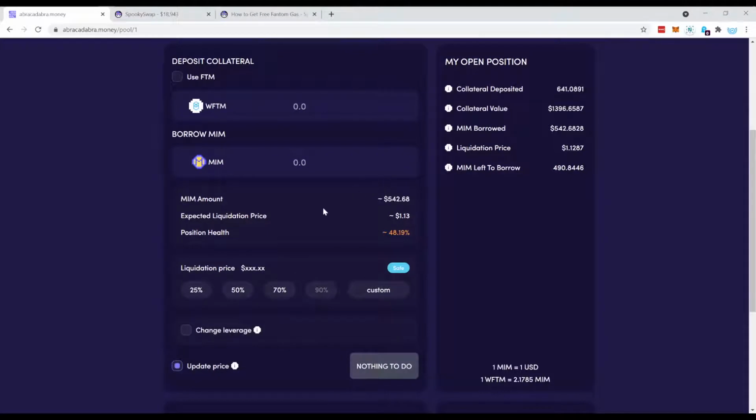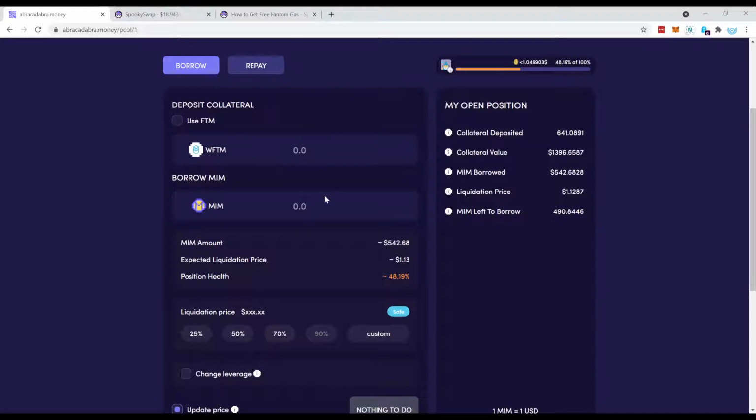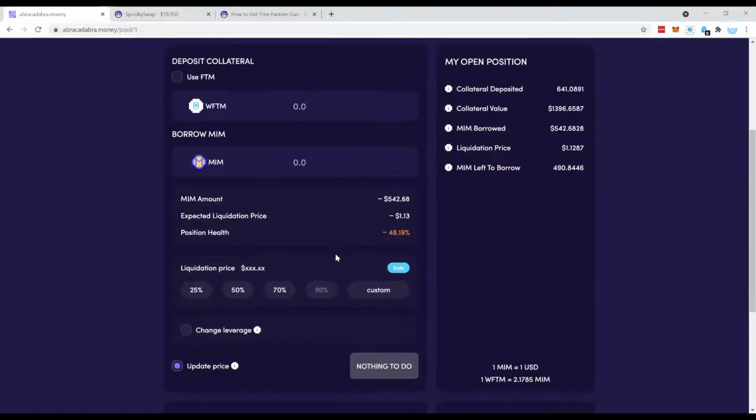Important, I already said this before, make sure that your position health is never lower than 40%. If you go below 40%, then you get quite close to the risk of being liquidated. And being liquidated means simply that your collateral is gone. And of course, this channel is about sustainability, it's about long-term gains. So liquidation is the last thing we want. So always make sure that your position health is always bigger than 40%.